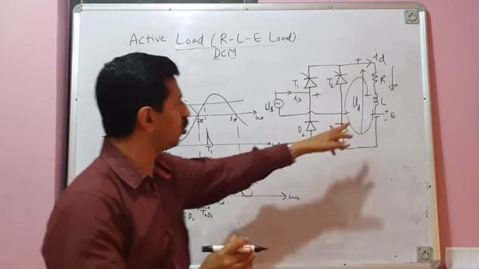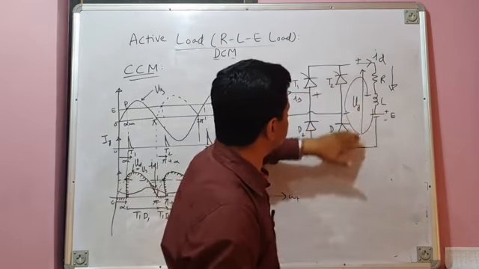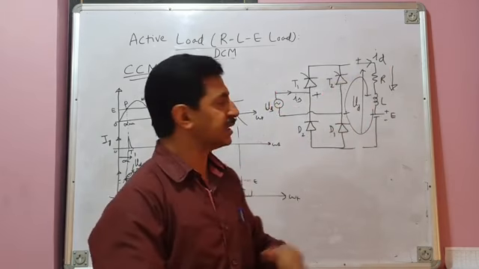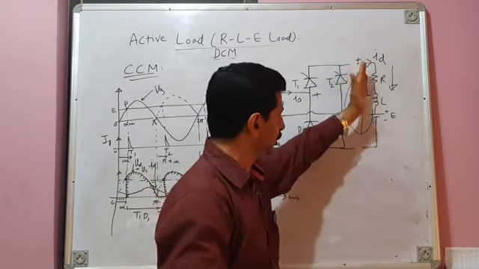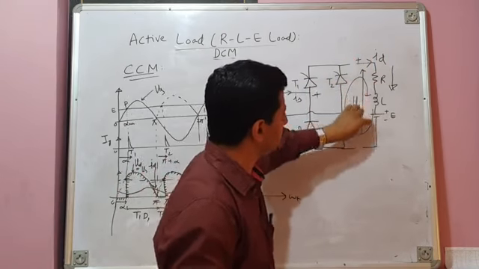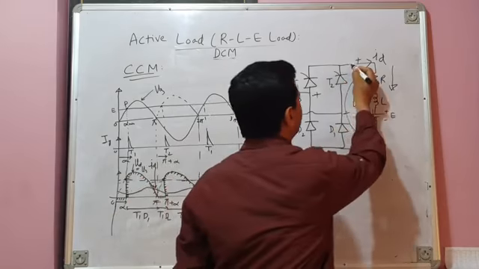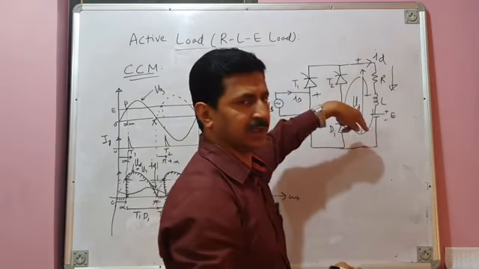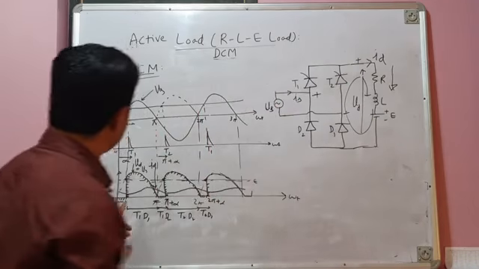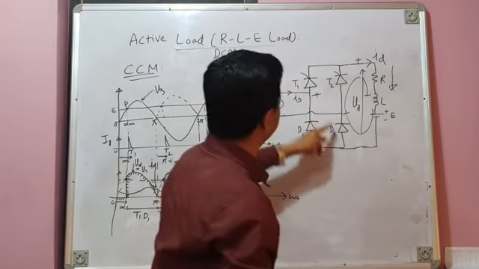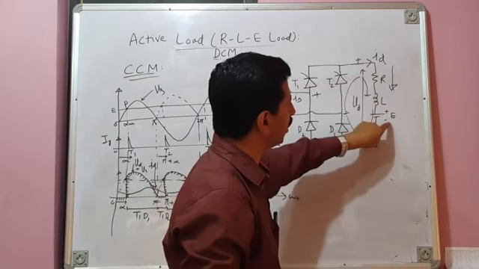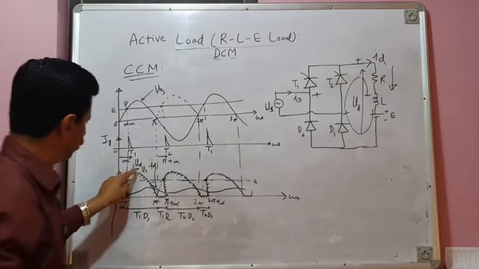See, E shows its presence only when the load gets disconnected from the source. And that is possible only when load current becomes zero. When load current becomes zero, the load is disconnected from the source, and at that time load voltage is equal to E. But if your load current is not becoming zero at all, then E does not show its presence. For example, from alpha to pi, the T1 D1 pair is conducting and load current is flowing. And what is the load voltage? Load voltage is not equal to E. It is the same as source voltage.